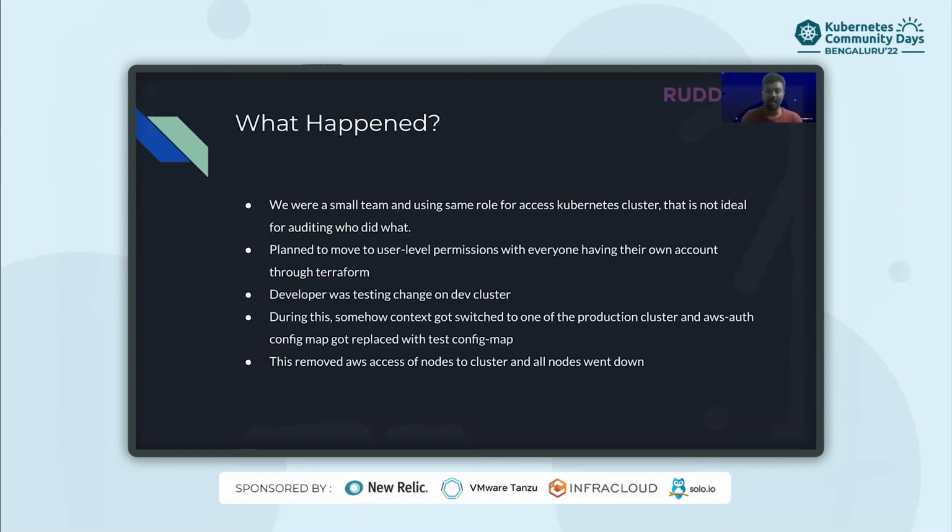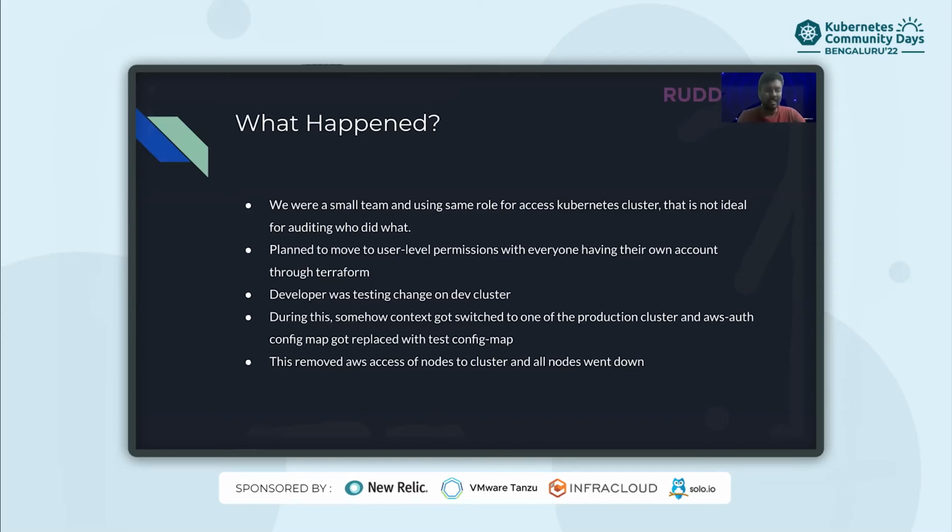I mean, we had two clusters, right? We had a dev cluster and we had a production cluster. We were testing this on dev, and in between, we had to switch to the production cluster to do some other tasks, and then we came back to testing it, and we forgot to switch it back to the dev cluster. So what happened was, we were overwriting the AWS config map, and we overwrote the production one with the dev one.